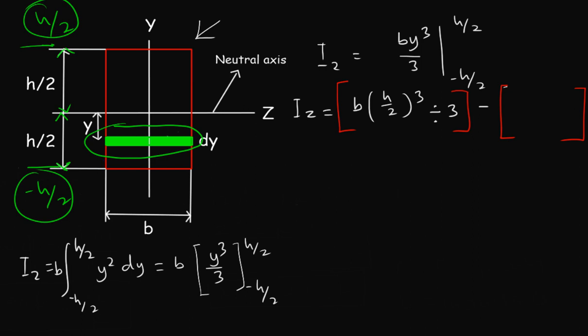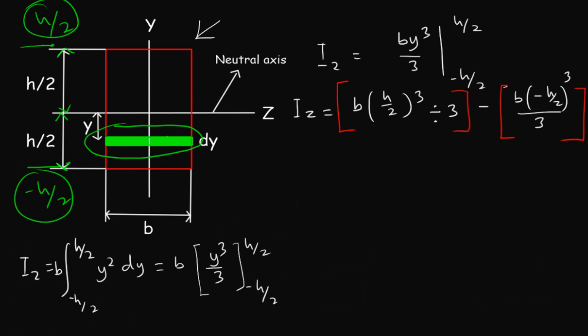So let's continue. That will be b times minus h over 2 to the power 3, and then divided by 3. Let me write it this way. It shouldn't confuse you. It's the same thing that I have over here, just that I wrote the division sign this way.